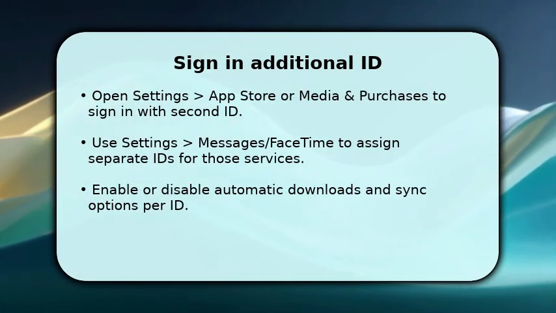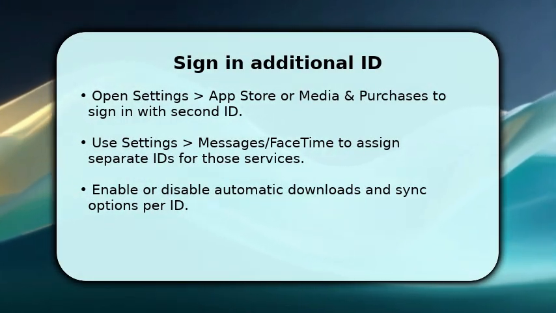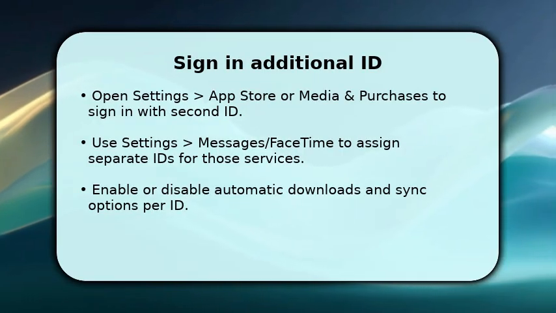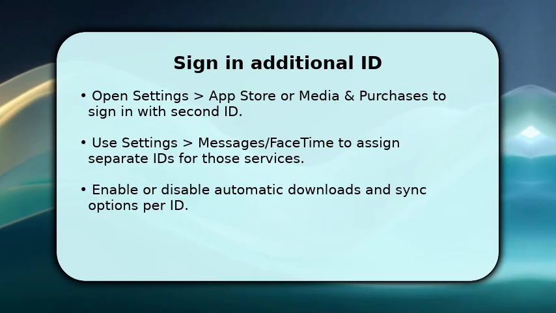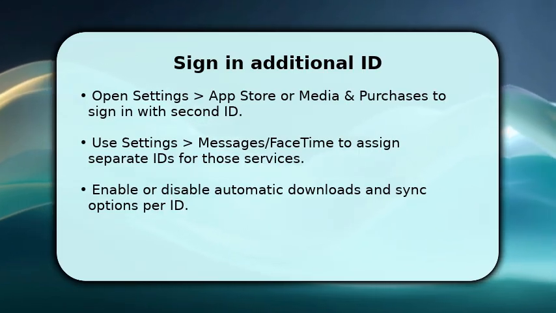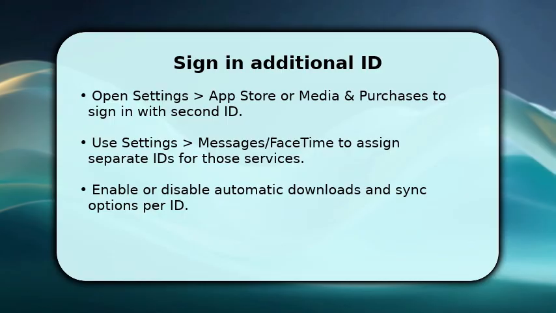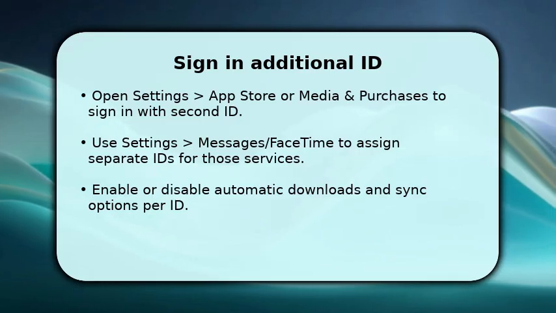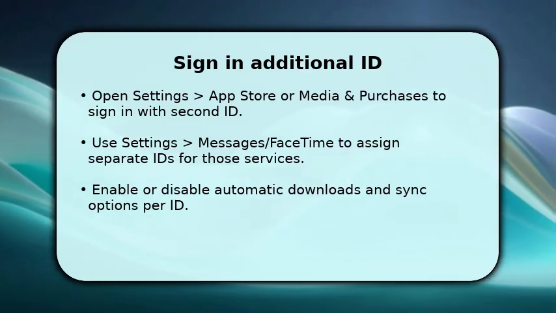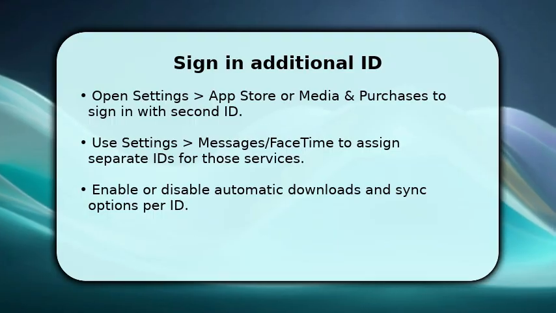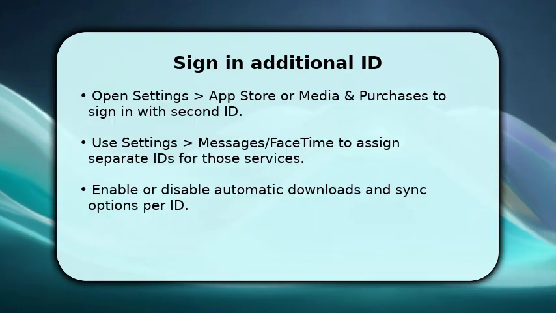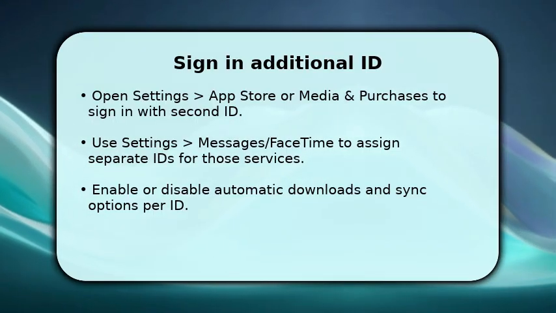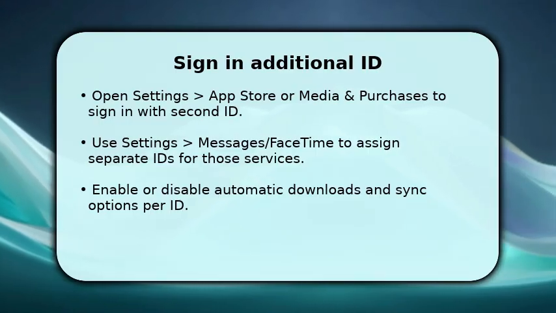Go to Settings, tap App Store or Media and Purchases, sign out of the current media account if needed, then sign in with the other Apple ID. Once signed in, check Automatic Downloads and Payment Methods. This prevents unexpected charges. For Messages and FaceTime, go into their sections and select the desired Apple ID so calls and texts use the right identity. Make sure family sharing or subscriptions are configured as you prefer.